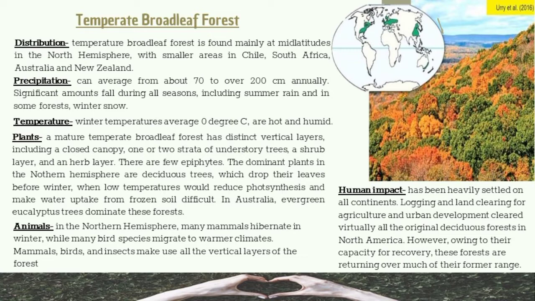Human impact. They are heavily settled in all continents. However, logging and land clearing for agriculture and urban development have cleared a lot of these forested areas. Due to their ability to recover through ecological succession, these forests are returning to their former status and former range.